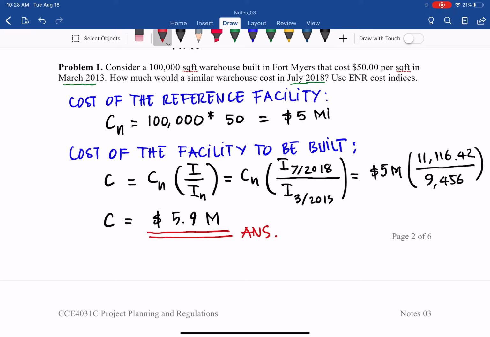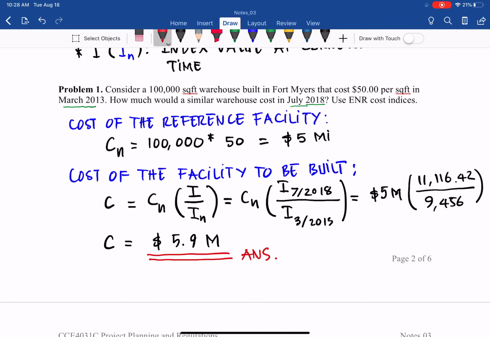So what does that mean? After 5 years and 4 months in Fort Myers, the project cost increased about $1 million. So it means about 20% after 5 years and 4 months. So with that, we use the index for the time. In the next method we use for the order of magnitude, it will be cost capacity.